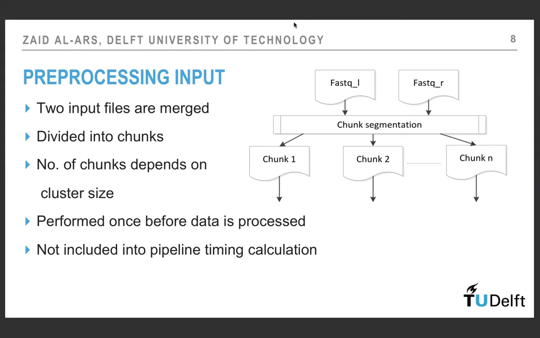The pipeline starts with a pre-processing step. The pre-processing first merges 2 FASTQ files, the left and right, into a single file, and then divides all the reads into chunks. This is the stage that we call chunk segmentation. The number of chunks that are created depends on the cluster size. The bigger the cluster, the more chunks we can create to enable the parallelization.